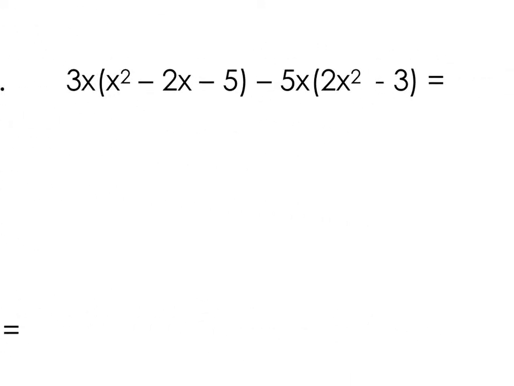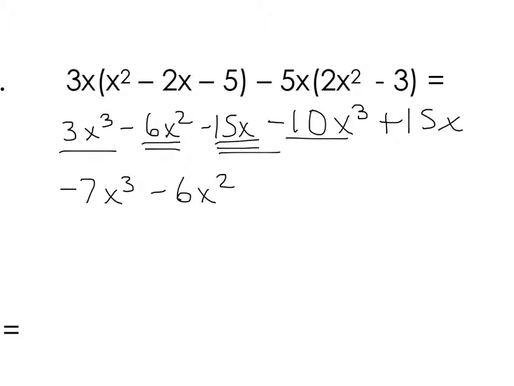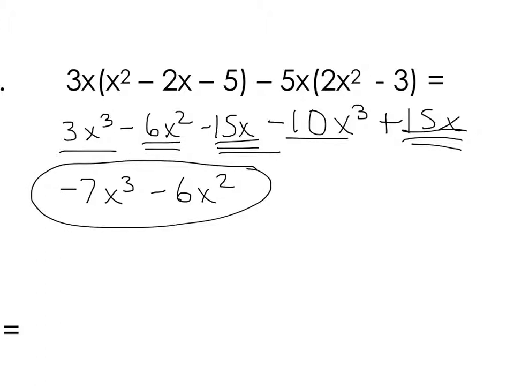Look at this. You have to multiply by a monomial. First by 3x, you have 3x cubed minus 6x squared minus 15x minus 10x cubed plus 15x. Look for your like terms. Minus 7x cubed minus 6x squared. What happens with that? Minus 15x plus 15x. It's 0. So that's all there is.